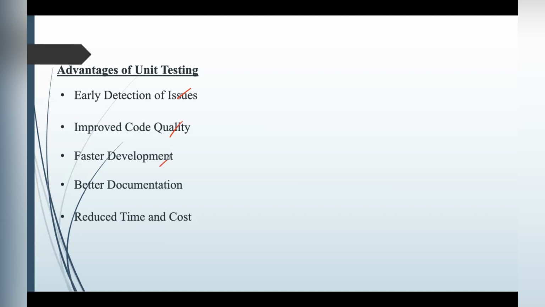Faster development. Unit testing enables developers to work faster and more efficiently as they can validate changes to the code without having to wait for the full system to be tested. Then better documentation. Unit testing provides clear and concise documentation of the code and its behavior. Thus it makes the process easy for developers to understand and maintain the software.